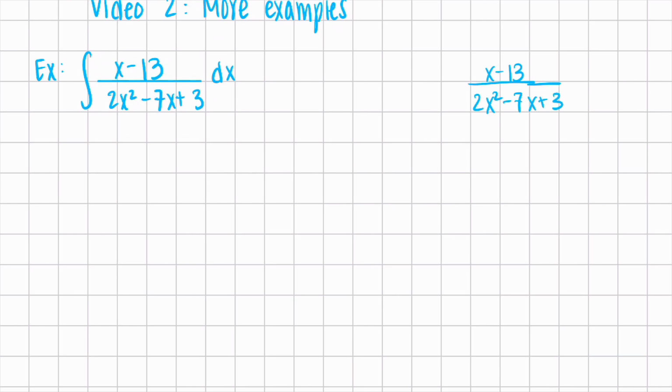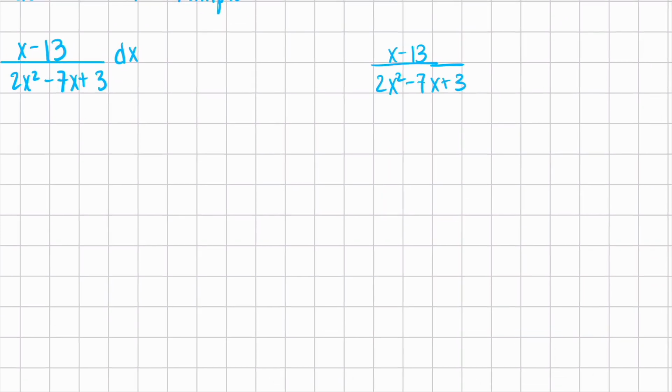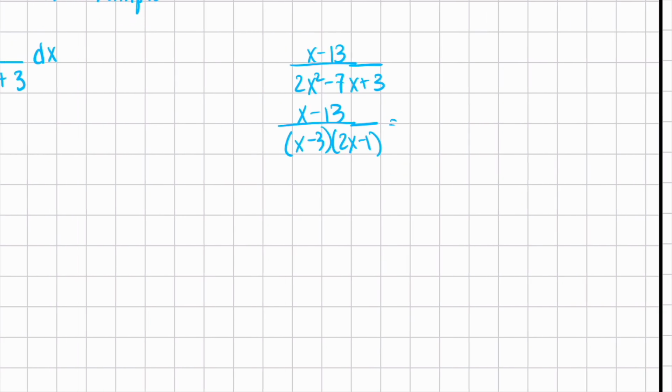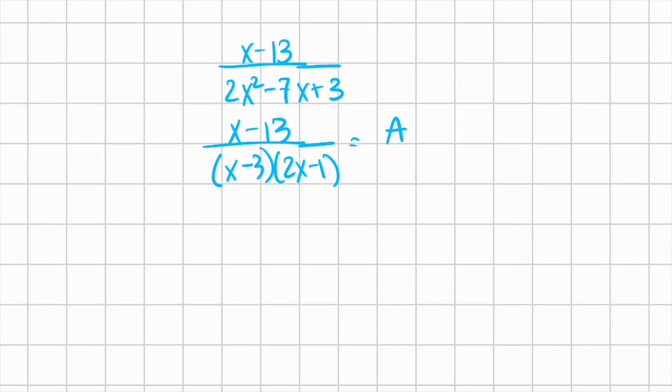And first thing we want to do is factor that denominator. This denominator factors to x minus 3 times 2x minus 1. And we're going to say this equals some constant over x minus 3 plus another constant over 2x minus 1.